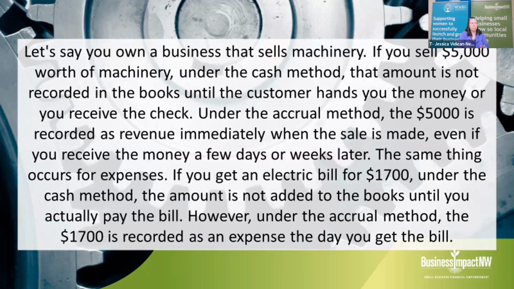The same thing occurs for expenses. If you get an electric bill for $1,700 under the cash method, the amount is not added to the books until you actually pay the bill. However, in the accrual method, that $1,700 is recorded as an expense the day you get the bill. So while the money may not necessarily match in your account with what's going on in the bookkeeping that way, it is accounting for it so that you know that $1,700 is spoken for. It takes that money out of your available funds already so that you know you can't spend it twice. It helps you to not spend it twice. So it's definitely something that you want to become familiar with.